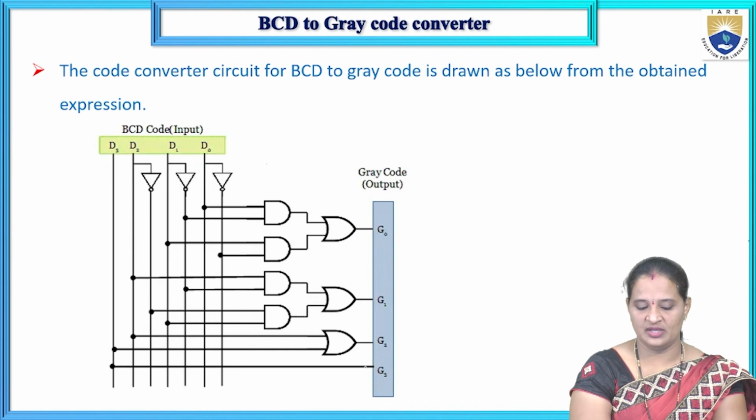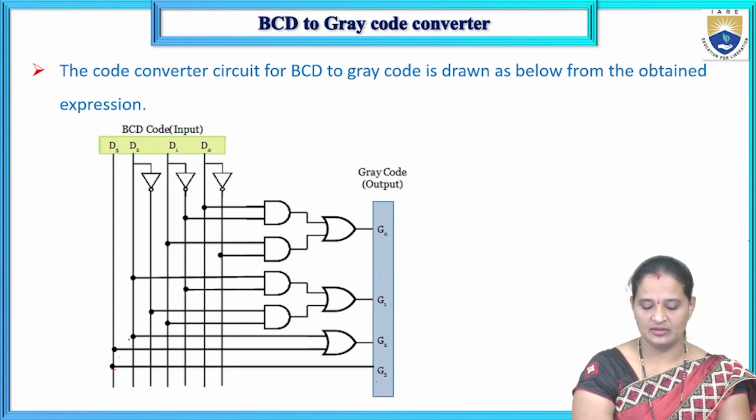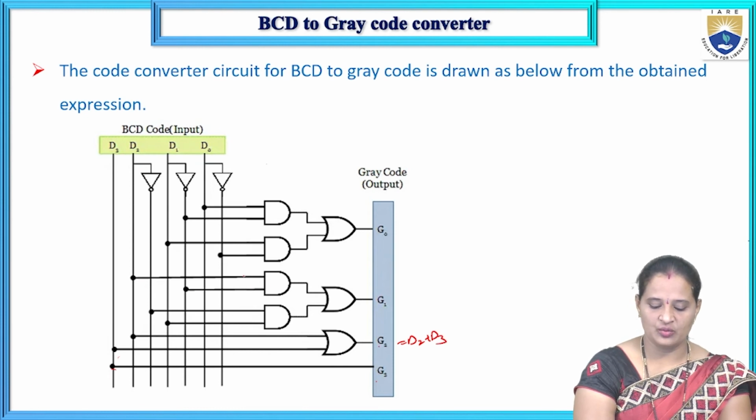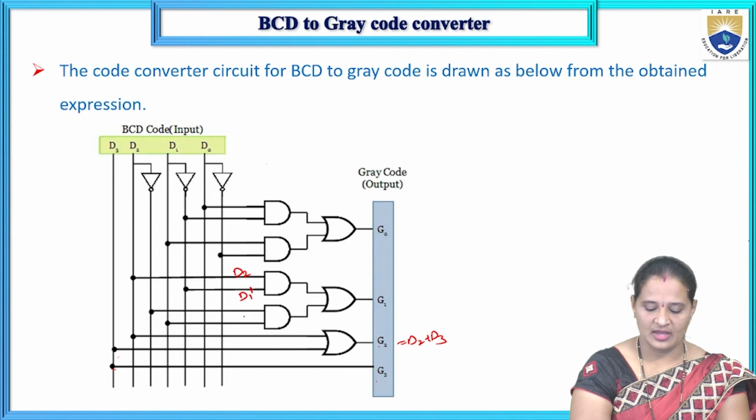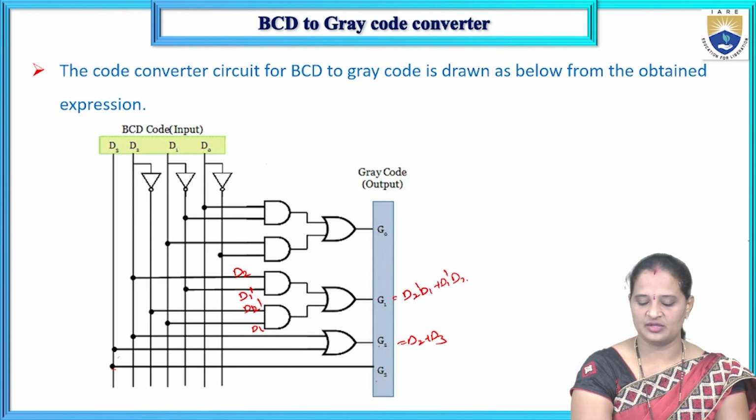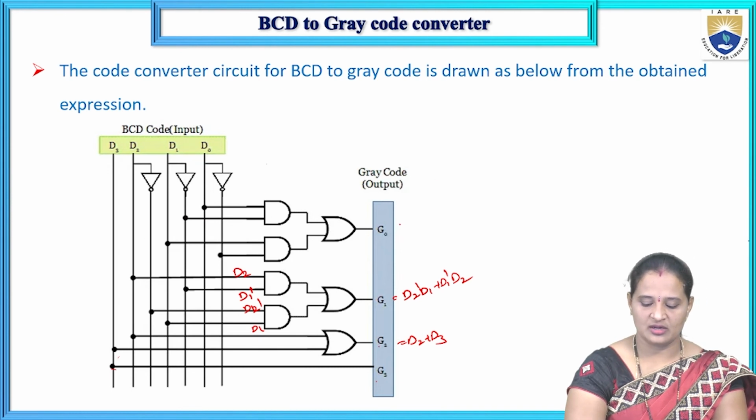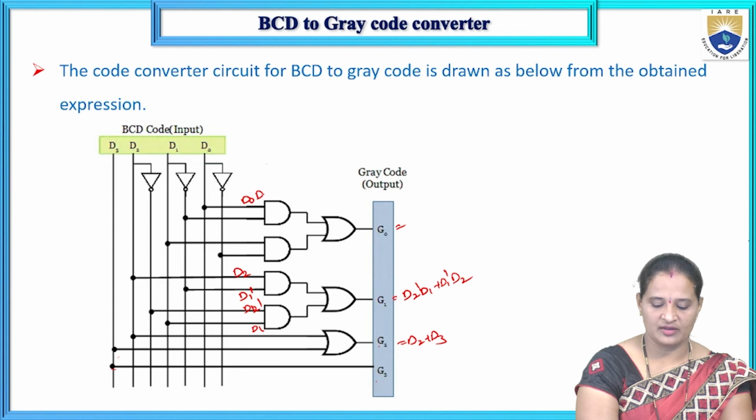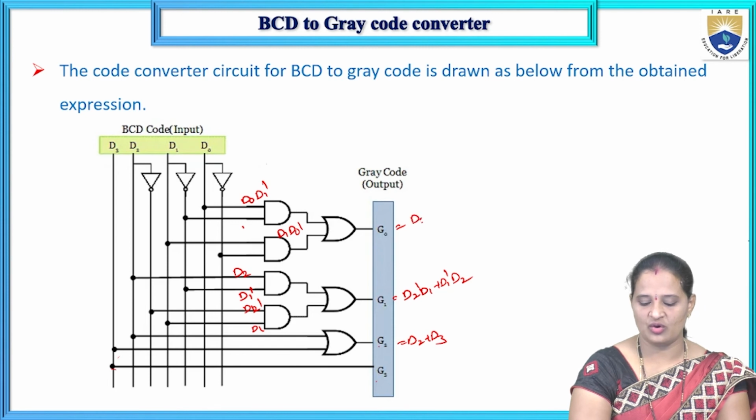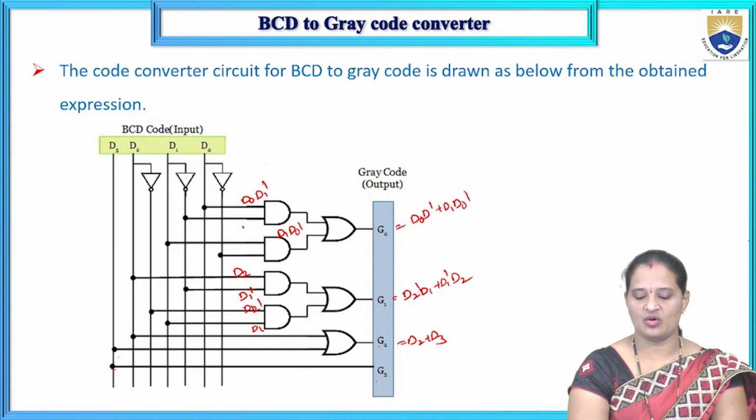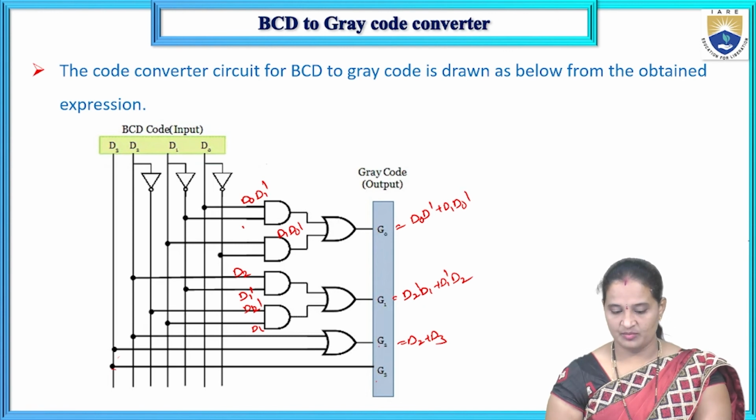G3 is equal to D3. And now coming to G2. G2 is equal to D2 plus D3. Whereas this is D2 D1 complement, and this one is D2 complement D1. So this is D2 complement D1 plus D1 complement D2. And this one I could write as D0 D1 complement, and this one as D1 D0 complement. So D0 D1 complement plus D1 D0 complement. So this is the implementation of that Boolean function.